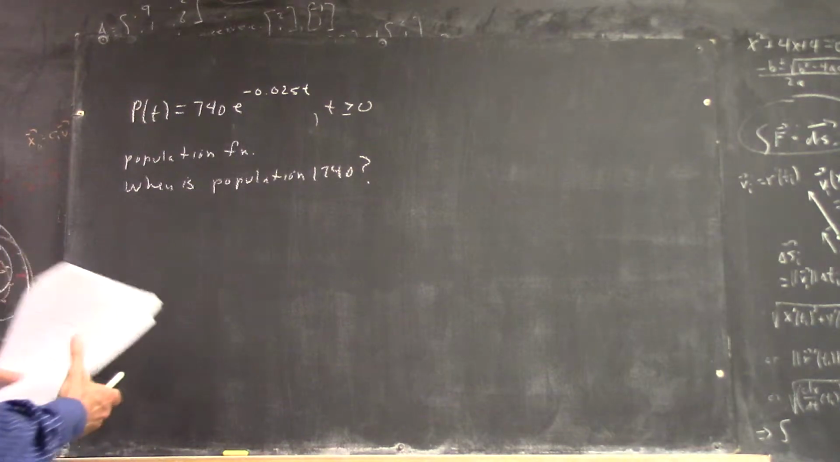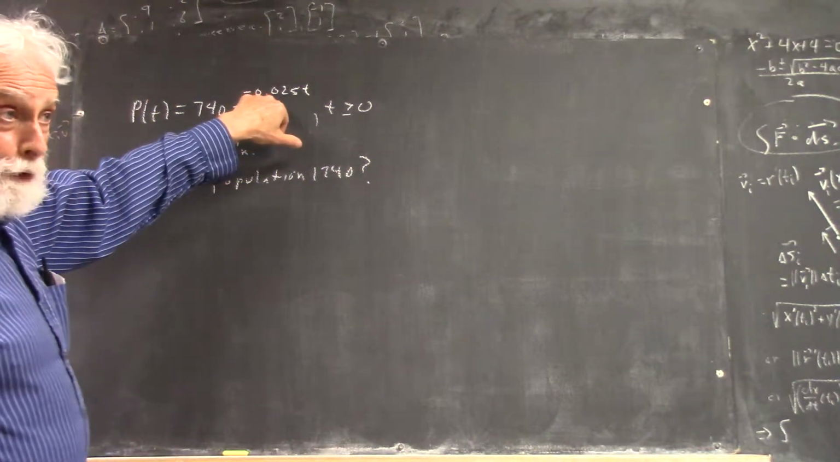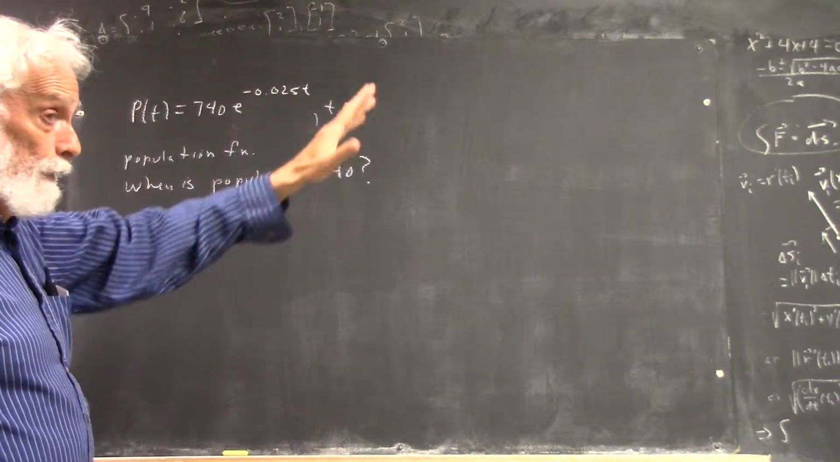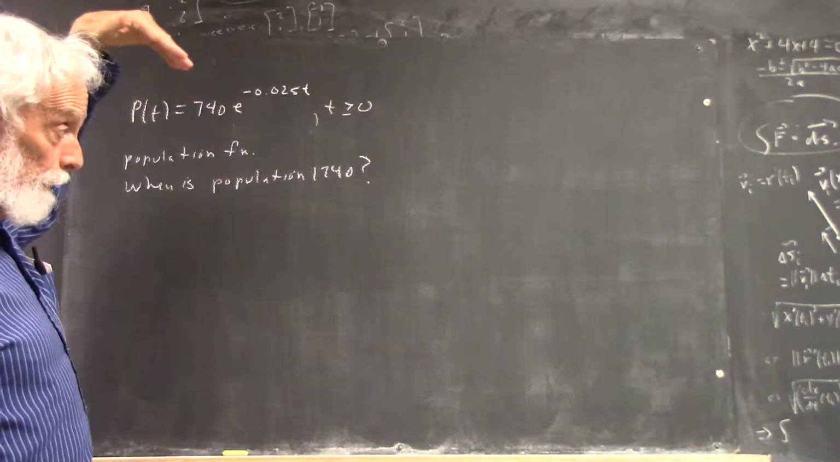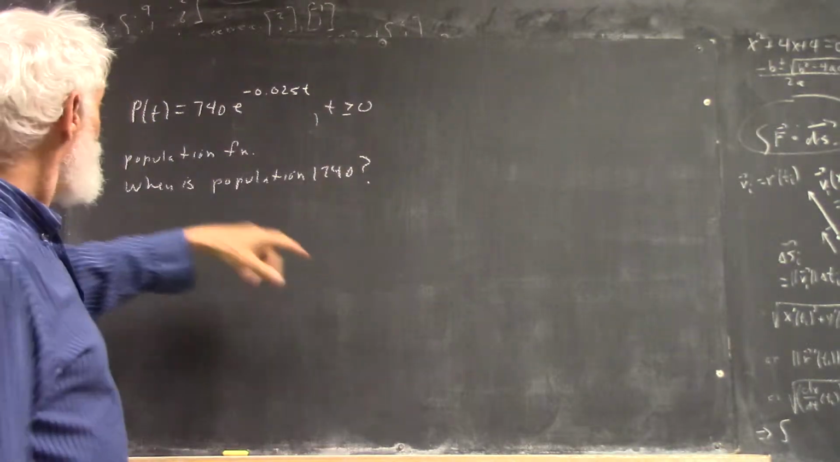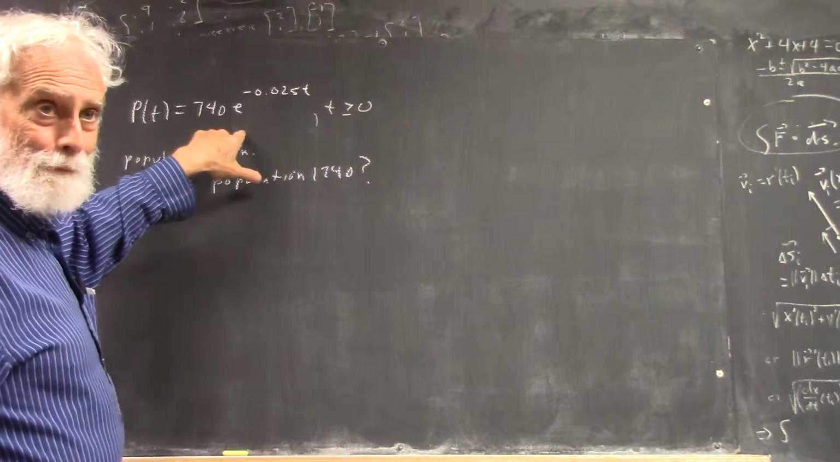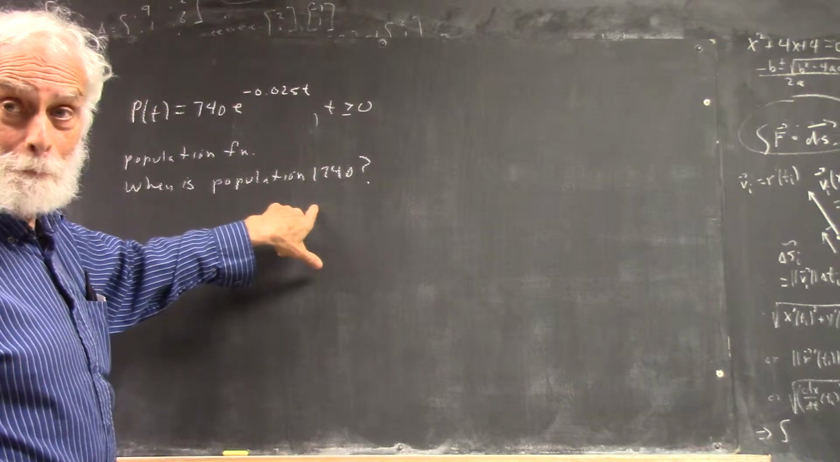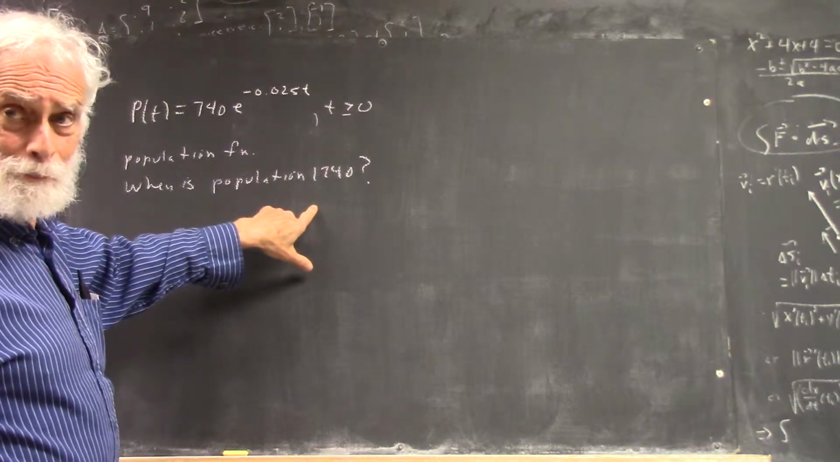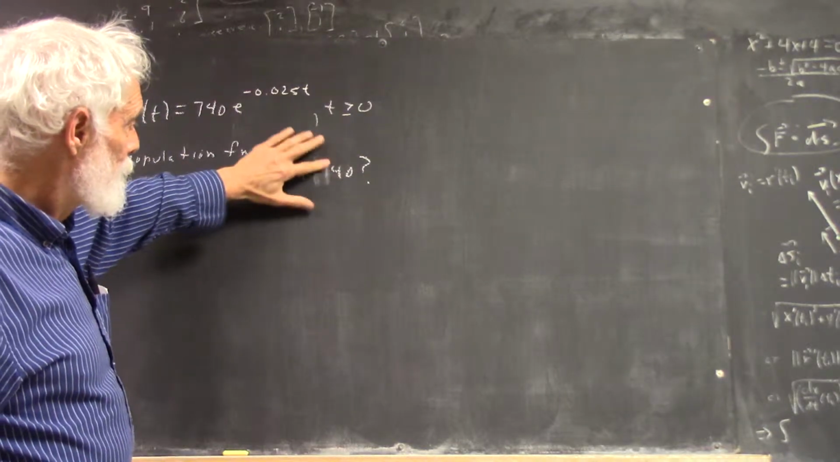Okay, notice that this is e to the negative power, right? Well, e to any positive power is going to give you an increasing graph. E to any negative power is going to give you a decreasing graph. So in the future, this will never be 1,740, right? And it does say in the future, so you can change the number.